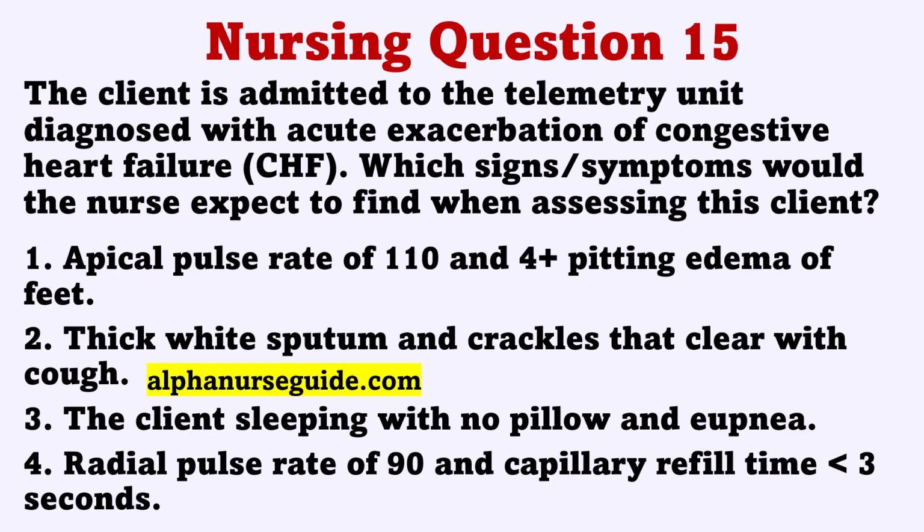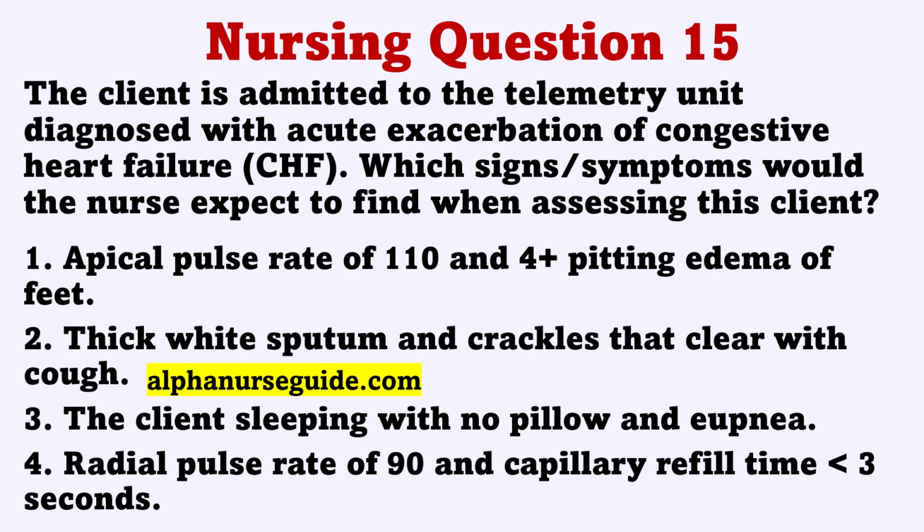The client is admitted to the telemetry unit diagnosed with acute exacerbation of congestive heart failure. Which signs and symptoms would the nurse expect to find when assessing this client? 1. Apical pulse rate of 110 and 4+ pitting edema of feet. 2. Thick white sputum and crackles that clear with cough. 3. The client sleeping with no pillow and eupnea. 4. Radial pulse rate of 90 and capillary refill time less than 3 seconds.